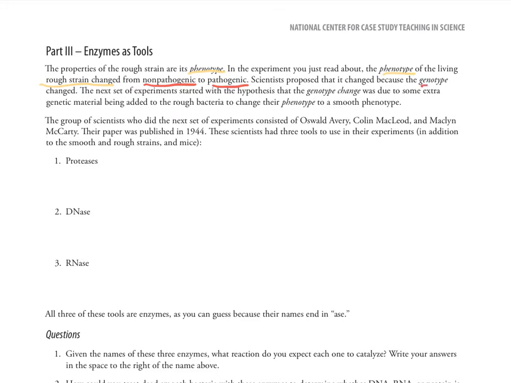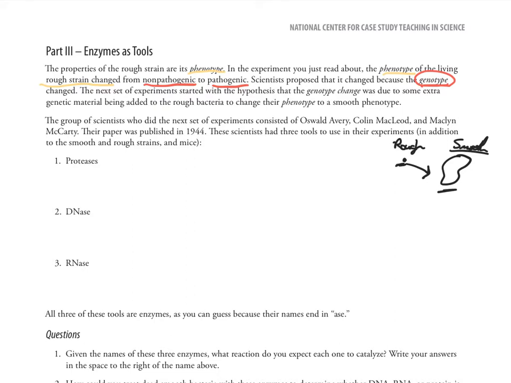And so we've changed the genotype. We've essentially changed that rough strain into a smooth strain, haven't we? We went from rough to smooth. Something changed it. Now, of course, there was a lot of cell division going on, so it was many generations later. The genotype changed, but it wasn't that the individuals changed. It was their children that had changed, because the genotype had changed in the rough strain and they became smooth.